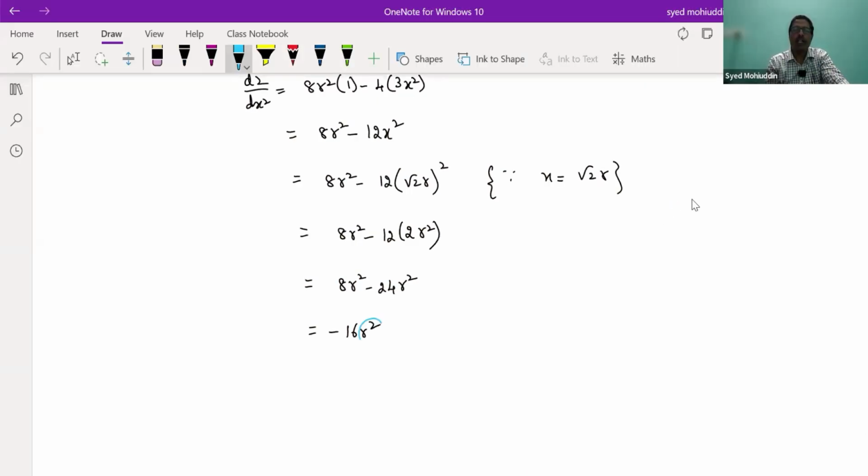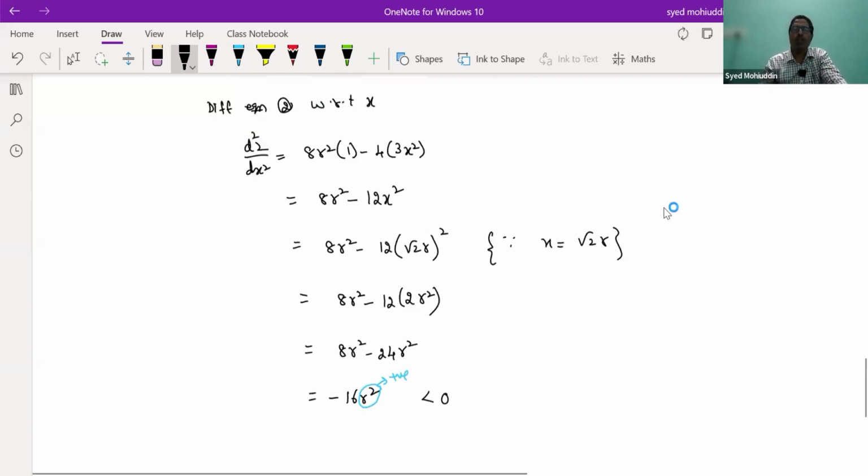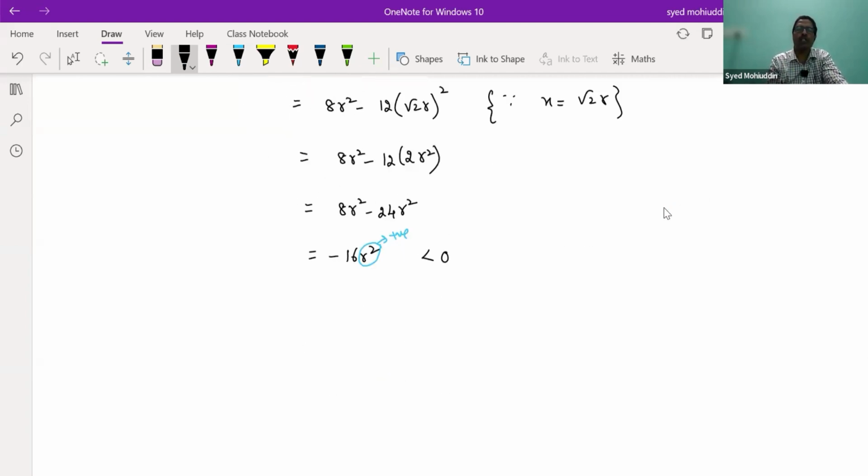r is a radius, and radius will be positive, so r square is a positive value, and 16 is also positive. When a positive value is multiplied by a negative, you'll be getting a negative value. Therefore, this value is less than 0. So whenever you have d square z by dx square less than 0, we can say that the function z is maximum. z is maximum, we got the square.